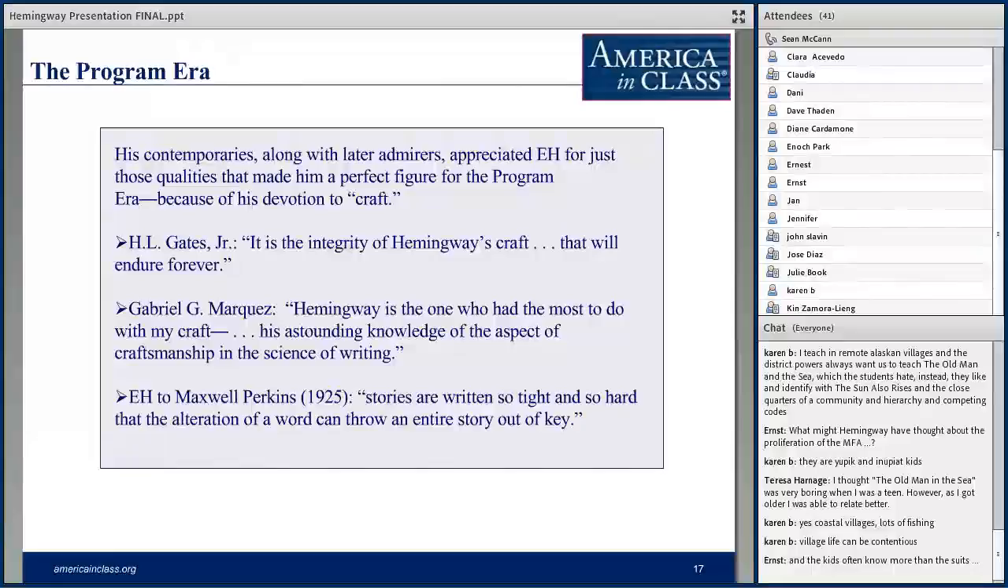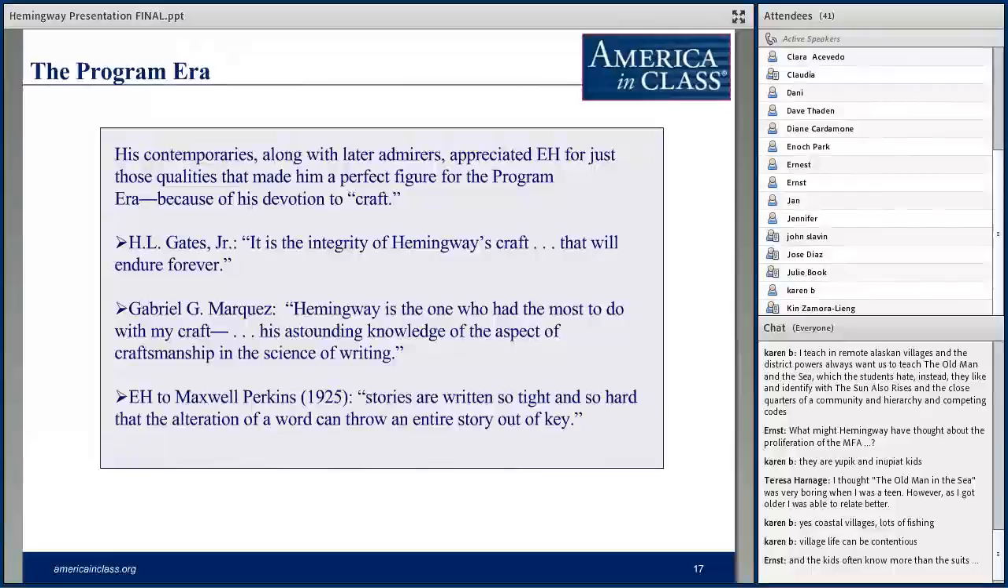It's typical in some ways of this generation of writers, but it's also very Hemingway in particular. So what is it about him that helps to account for his suitability to the program era and his influence on writers and readers more generally? Well, the thing that people will usually say, if pressed on this, that artists will say, is that Hemingway exemplifies for him a devotion to craft.